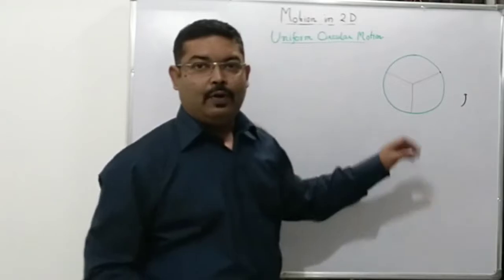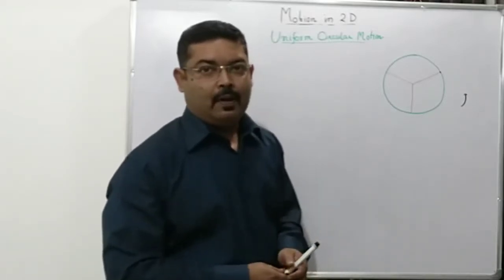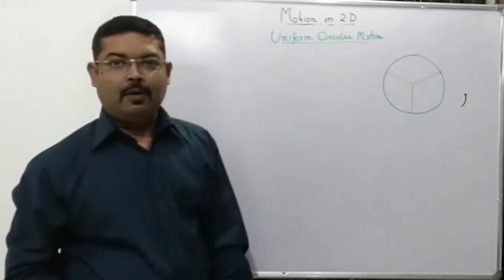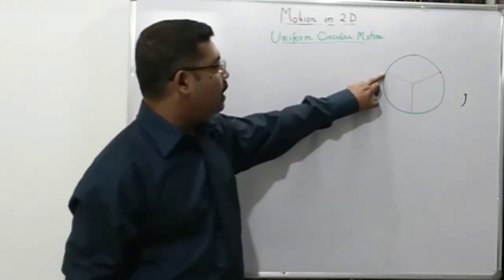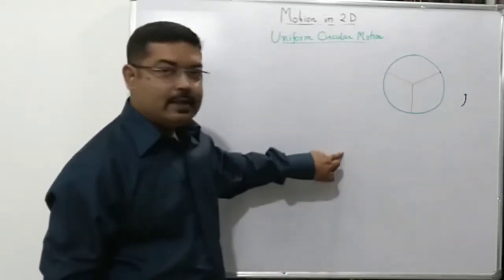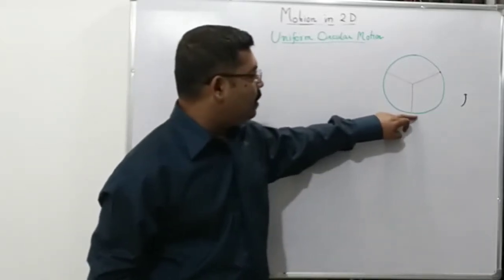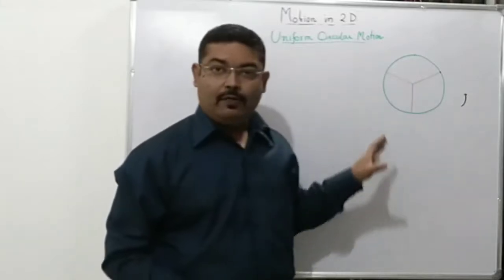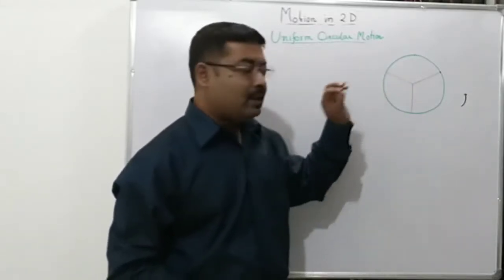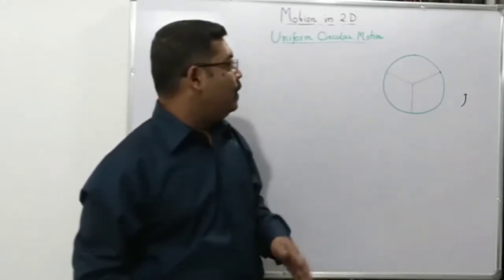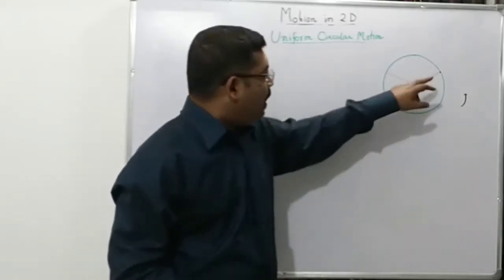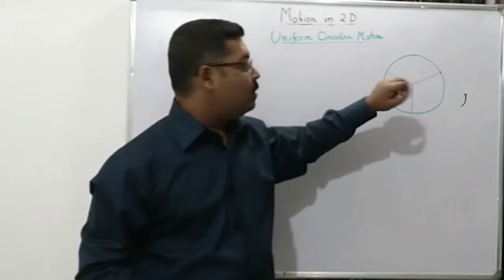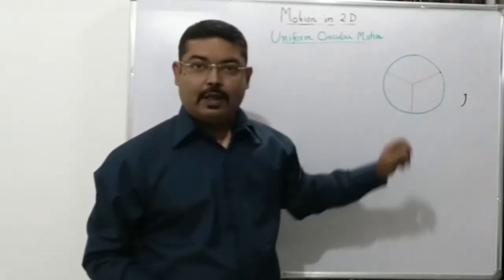What will happen if you release the string? Suddenly it will move off like this. Or if you release it at some other point here, it will move off in this direction. Or if you release it here, it will move off in this direction. Which means that at every point, whenever you release the string, the ball or the stone will start moving in a path tangential to the circle it was traversing.